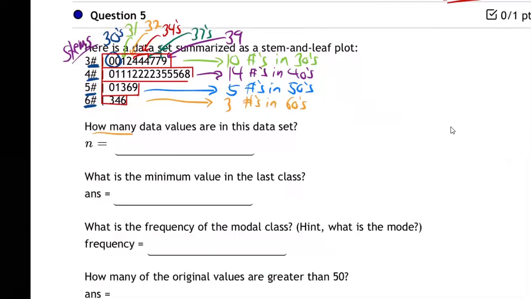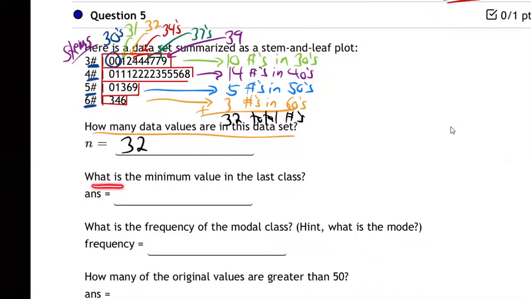Okay, so how many data values are in this data set? Well, you just got to add all those up. So I don't know, whatever that comes out to be. 24, 29, is it 32 total numbers? I did it right. 24, 29, 30, yeah, 32. So 32 total data values.